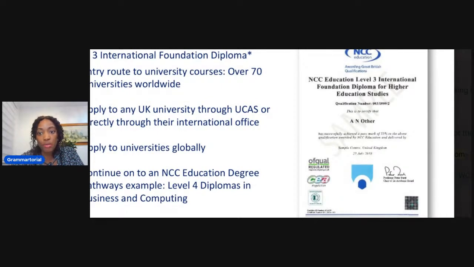So it's not going to be a Grammatorial qualification. We are just delivering the qualification. Sometimes people ask about the price. Why is it so expensive? It is a UK qualification, and we're actually trying to bring the price down. So before I go into the price, I'll just stop sharing and go back to what we're talking about.